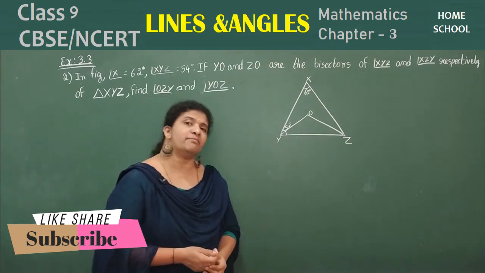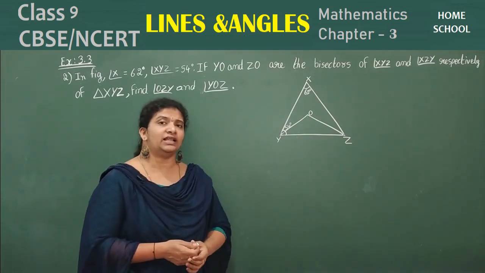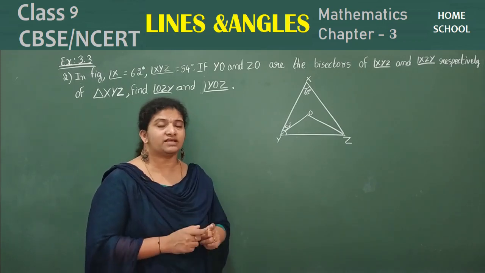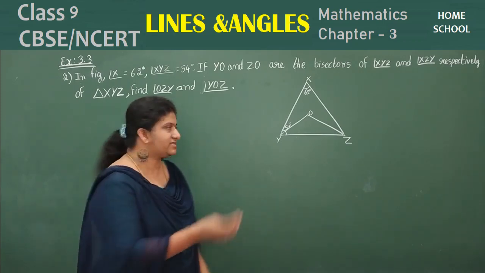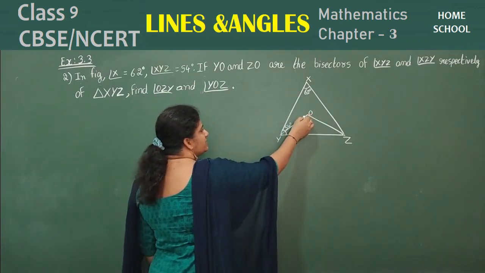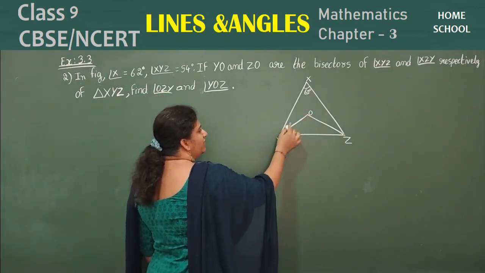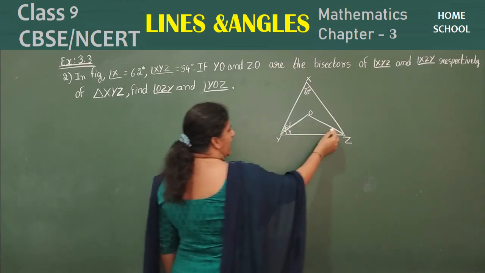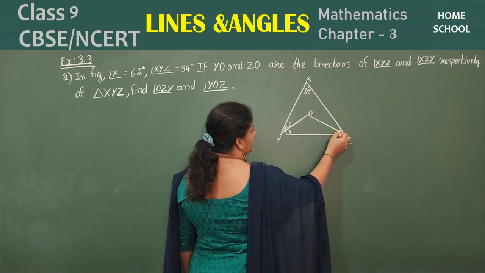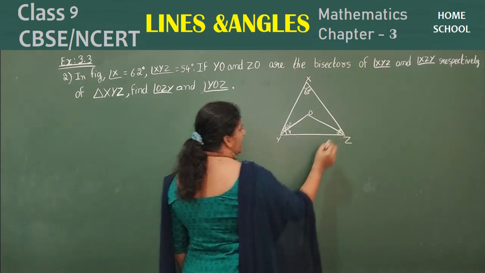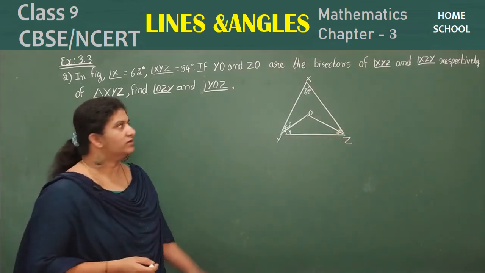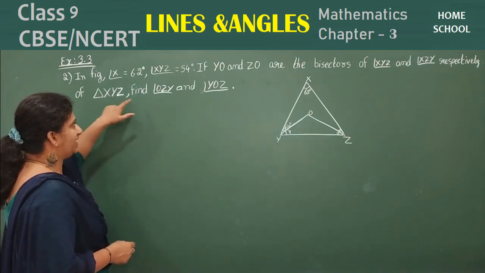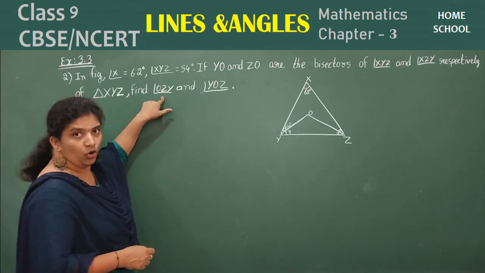See, children, what does a bisector do for an angle? Angular bisector, what does it do? It divides the angle into two equal angles. See here, this bisector divides these two angles equal, and this bisector divides these two angles equal. Okay, so next, of triangle XYZ, find angle OZY.